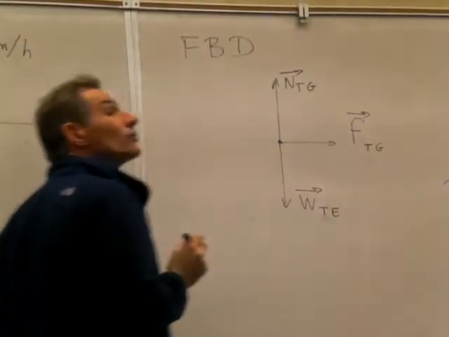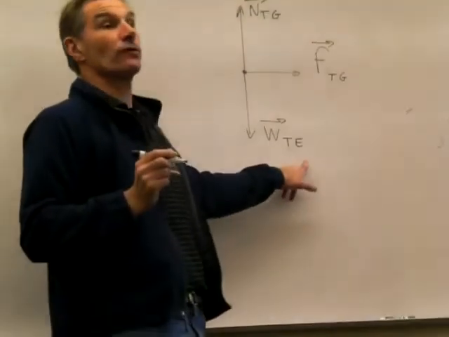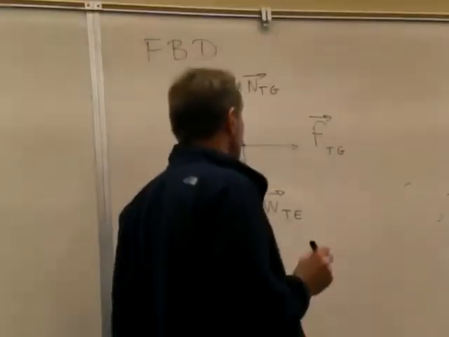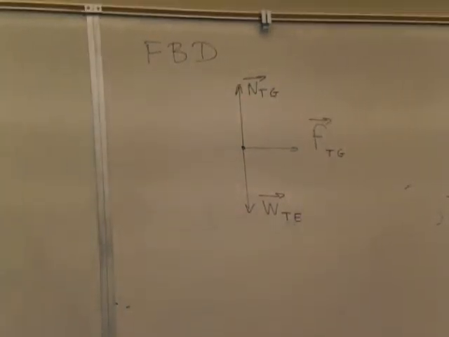So G is for ground, T is a trader, and E is Earth as usual. Anything else? No, that's it. And of course, you have the attraction of the moon and so on.